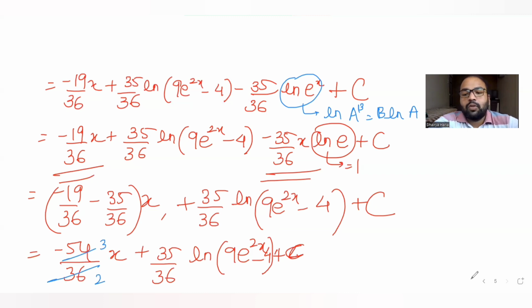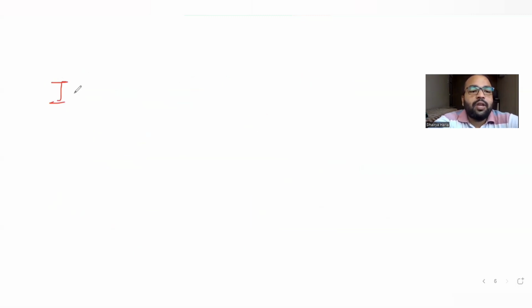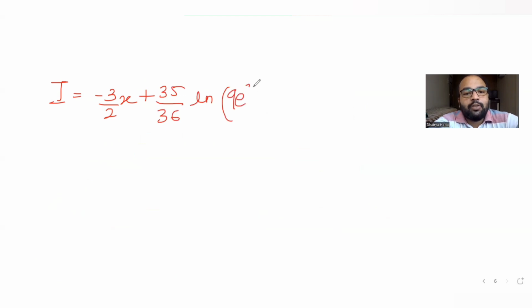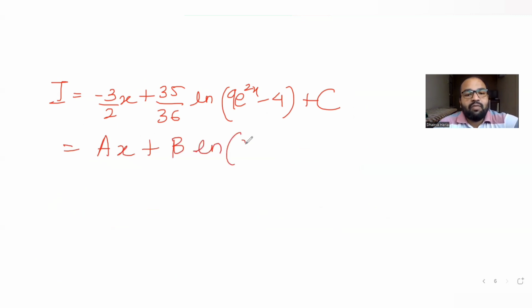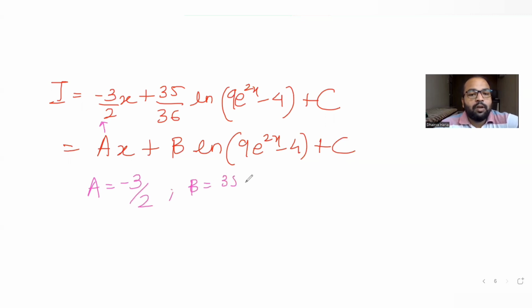So now if I write the answer for the integral which I have got: minus 3 by 2 x plus 35 by 36 log of (9e^(2x) minus 4) plus c. Now, if we compare this with the form which was given to us, that is ax plus b log of (9e^(2x) minus 4) plus c, what I get is a is minus 3 by 2, b is 35 by 36, c is some indefinite value that we can hold here.